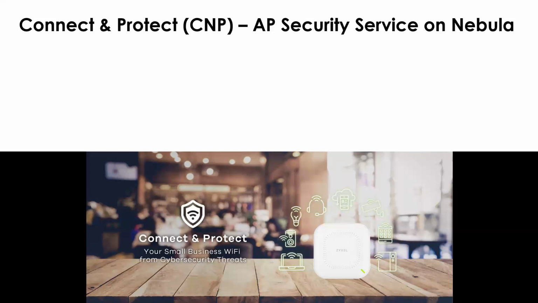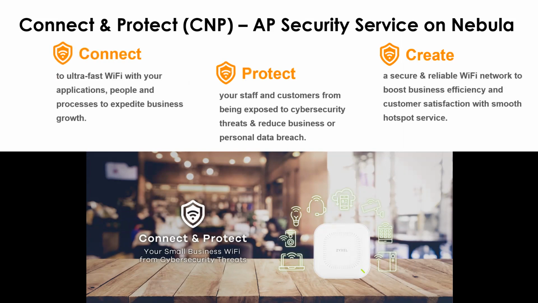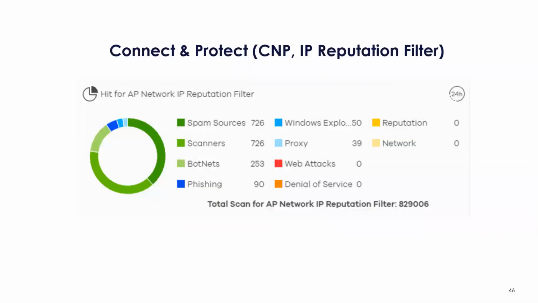And then we've got what's called Connect and Protect. This is a new license we launched this year, and it provides what I'm going to call UTM Lite services on a per access point basis. So it's going to be able to, by using an IP reputation filter, block traffic to spam sources, phishing sites, sites known to host malware, et cetera, et cetera.